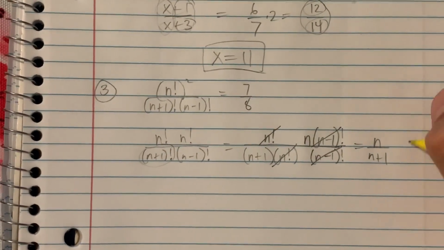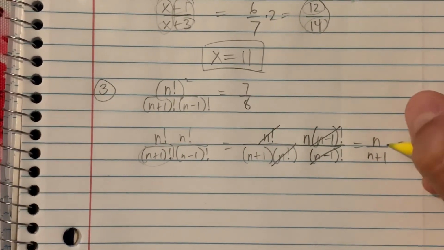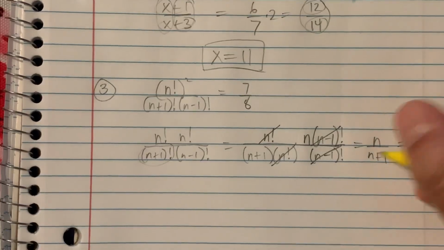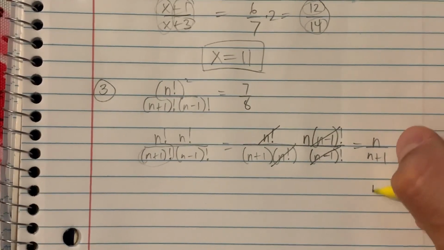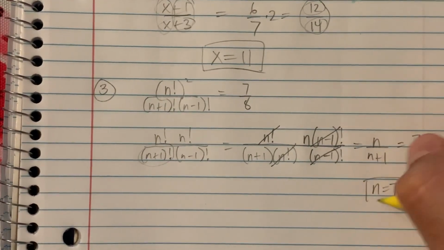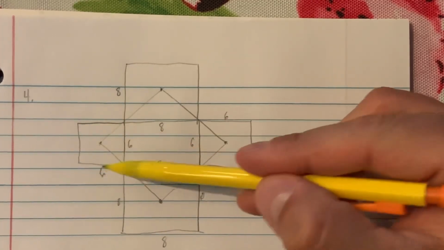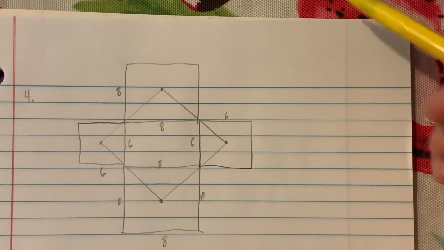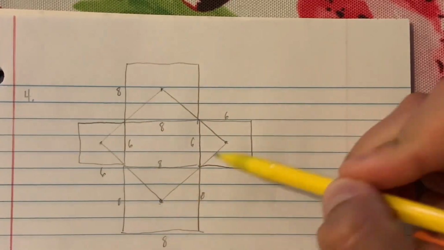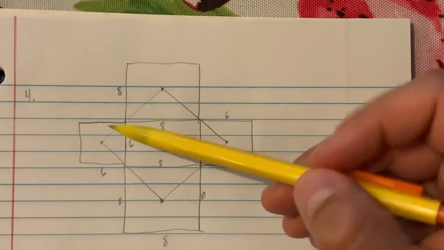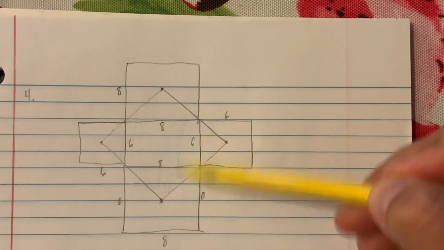And the problem says that this is equal to 7/8. And notice if that n equals 7, on the bottom n plus 1 or 7 plus 1 is 8. So my final answer, n is equal to 7. And for challenge problem number 4, we have a rectangle that's 8 by 6. And on the exterior, we have squares that are joined together. We have the centers of all those squares form a quadrilateral. The question is, what is the area of this quadrilateral right here?